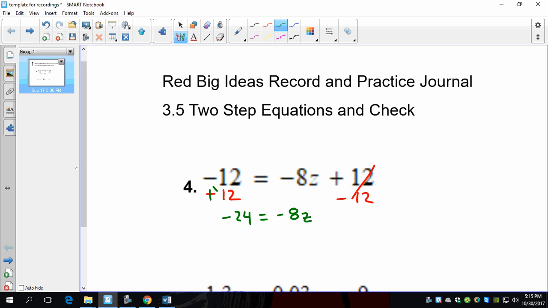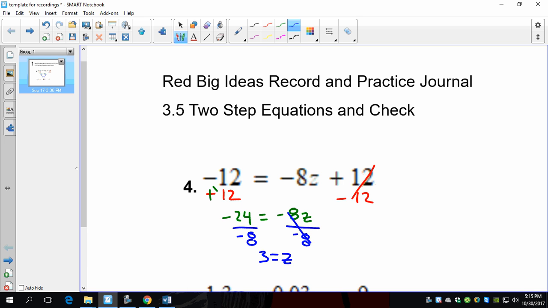In order to get rid of the 8 and get our variable by itself, we're going to have to divide by negative 8. So divide by negative 8, that cancels off. We get z by itself. Over here we need to divide by negative 8. Negative 24 divided by negative 8 is going to give you 3. So 3 is equal to z.